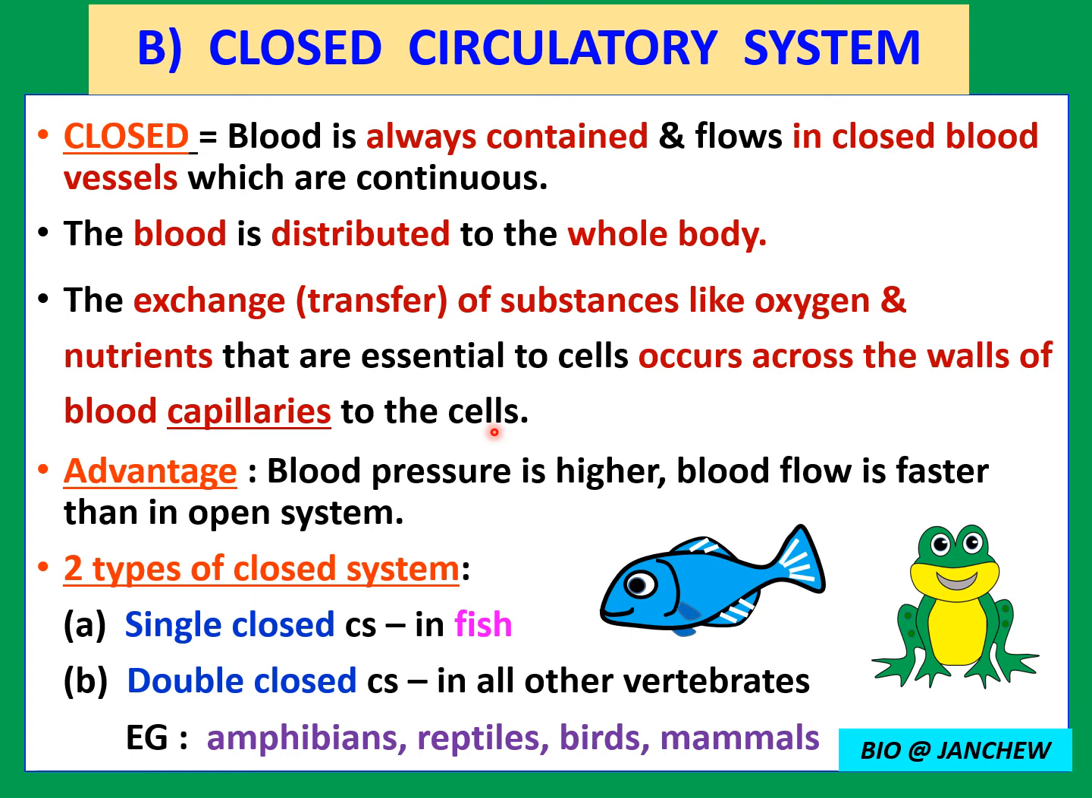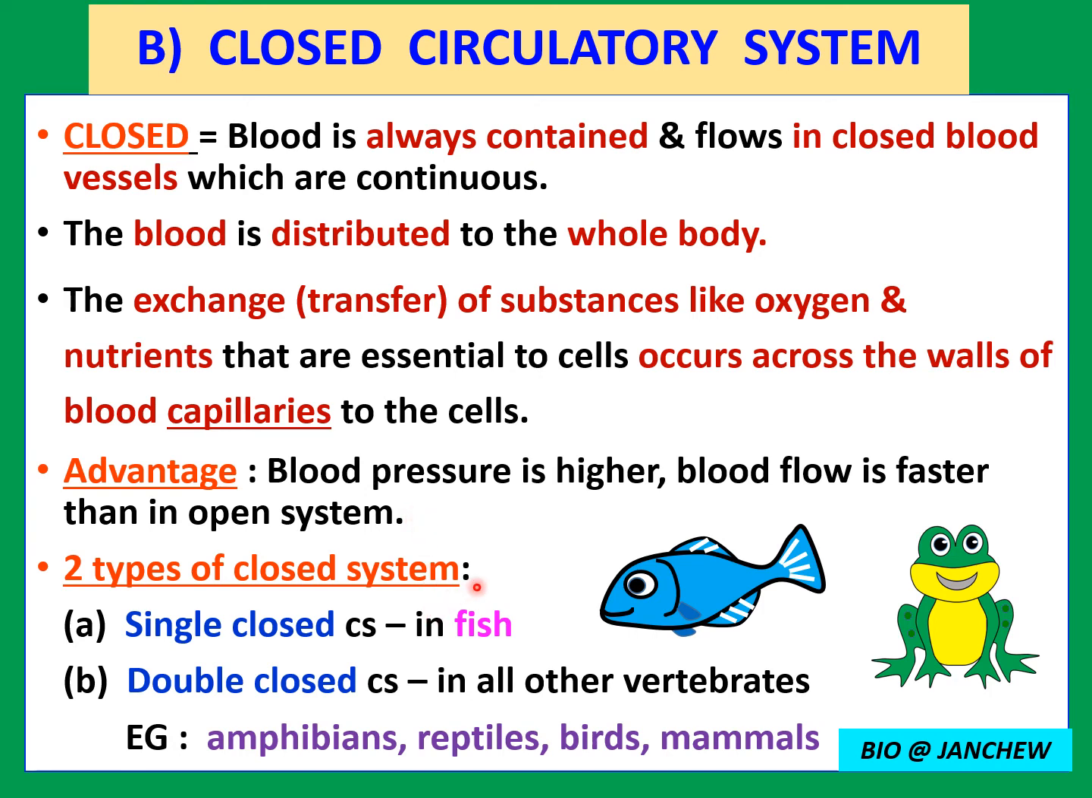From there, the oxygen and nutrients will diffuse from the interstitial fluid into the cells. The whole blood never comes out from the blood capillaries, only components of it, right? Now, the advantage is that the blood pressure is higher and the blood flow to the cells will be faster than in an open system, and thus oxygen and nutrients will be transported faster to the cells compared to an open circulatory system which has low blood pressure.